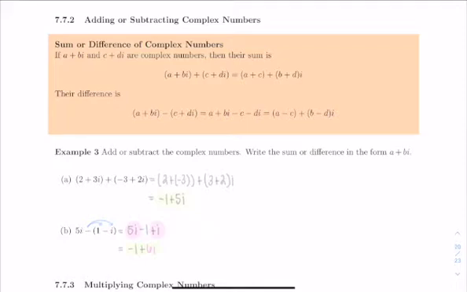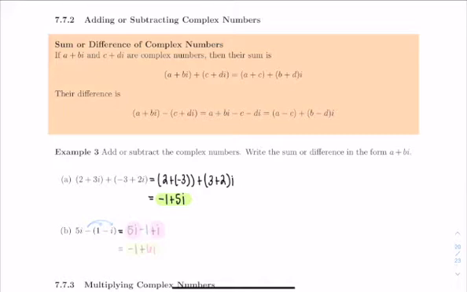We have 2 plus 3i plus negative 3 plus 2i. So we're going to add the real parts together. We have 2 plus negative 3, plus, adding the imaginary parts together, we have 3 plus 2 times i. And so now we just want to simplify. 2 plus negative 3 is going to give me negative 1. And 3 plus 2 gives me 5. So my final answer is negative 1 plus 5i.